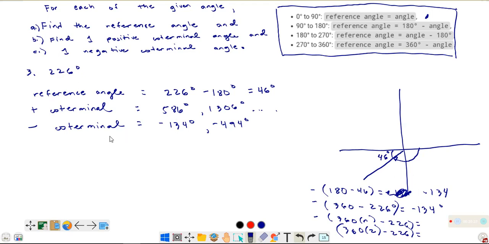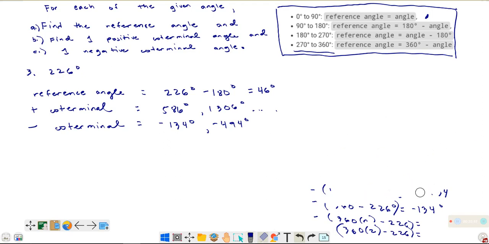Dun sa last, hindi na ako magbibigay ng example kasi medyo pagod na ako. And of course, I think enough na naman yung pattern na naibigay ko sa inyo based from the first three examples.